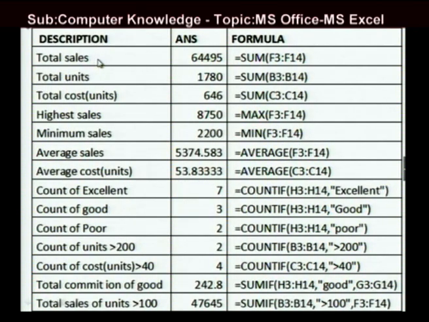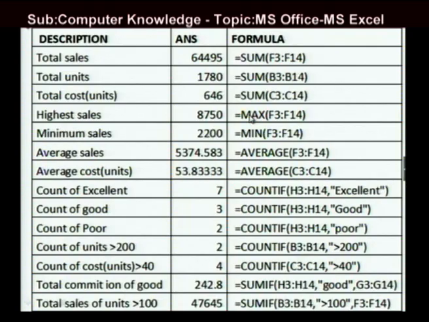So, total sales, total means sum of the sales. Sum of the sales means we use the sum shortcut key. Next, units. Units also sum of units. So sum of units, now equals sum of starting range to ending range. This is about sum.